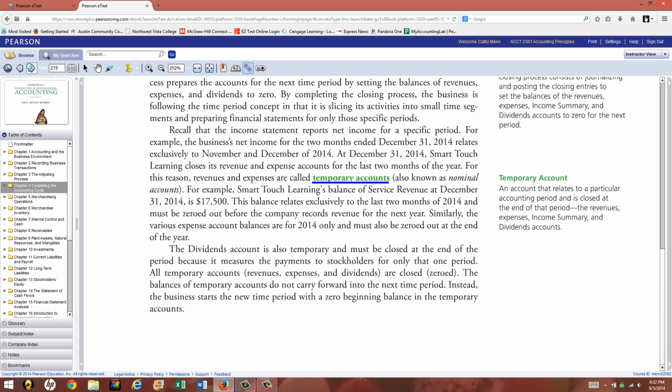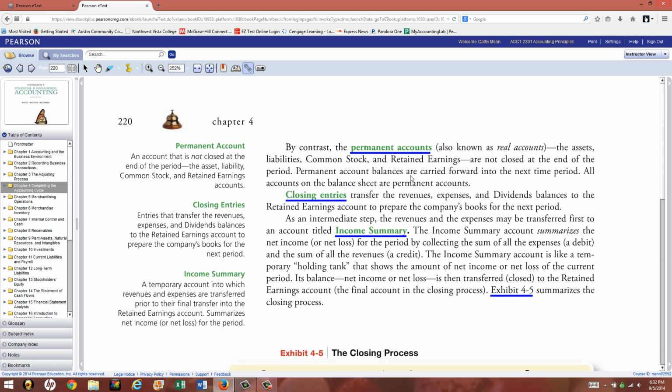And let me go over to page 220. It talks about permanent accounts. Permanent accounts are the accounts that you'll find in your balance sheet. These would be your assets, your liabilities, your stockholders' equity. So permanent accounts are not closed. They keep their balance, which makes sense if you think about it, because we're dealing with cash and other things that, of course, we want to continue to have our cash.